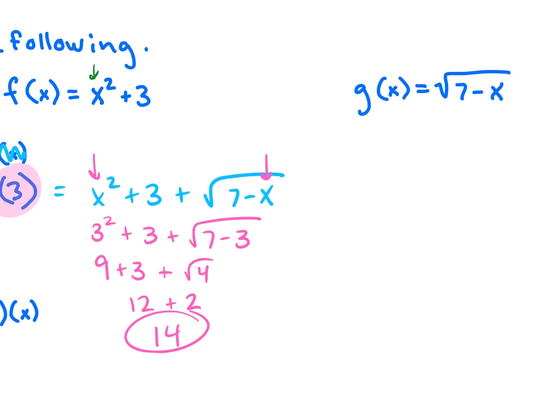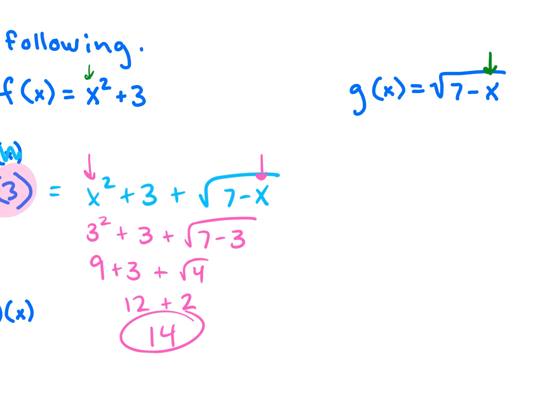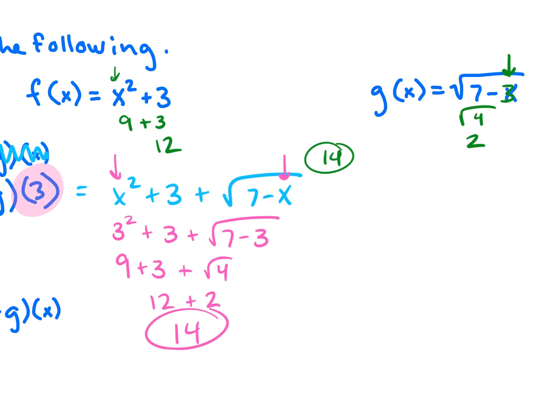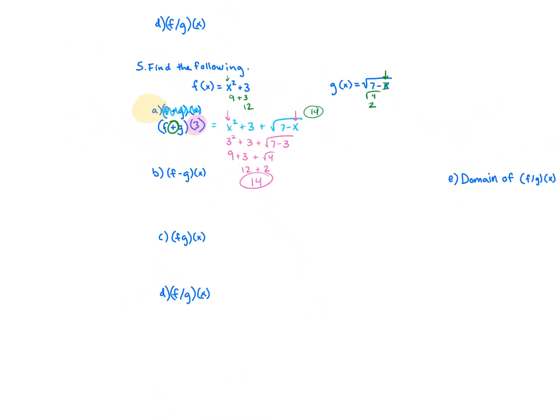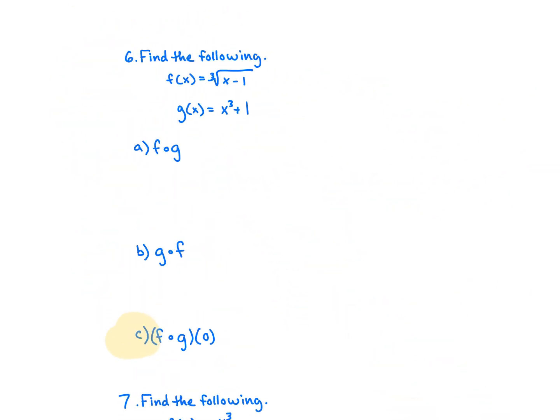So if I plugged in the x's from the beginning, plugged in 3 into the x's in the beginning, so we had 9 plus 3 would be 12. And then this would be the square root of 7 minus 3 is 4, which is 2. 12 plus 2 would be 14. So either way, you can plug it in, then add them together, because it tells us to add here. Or you can add your two functions together and then plug it in. Awesome.